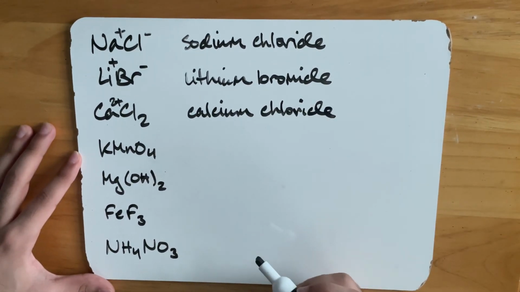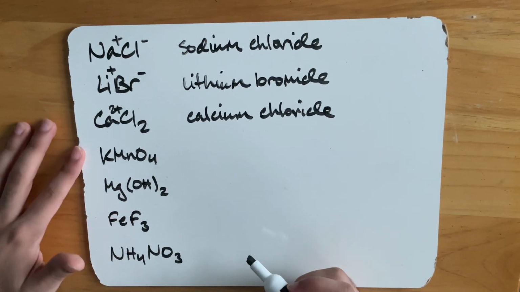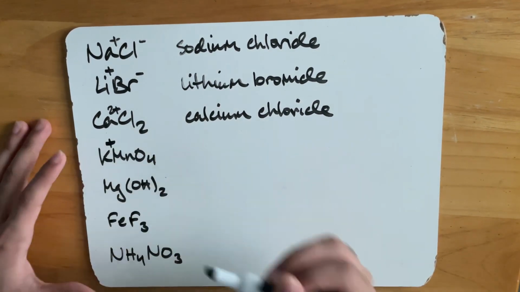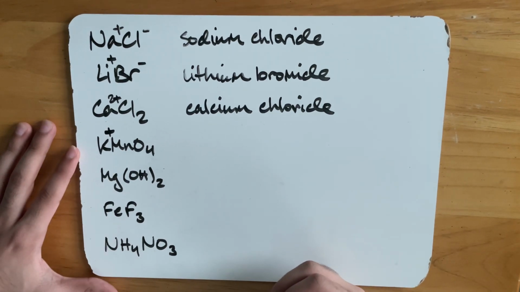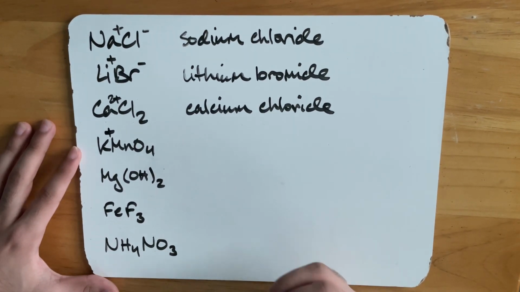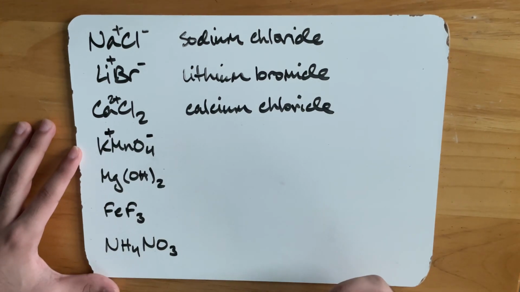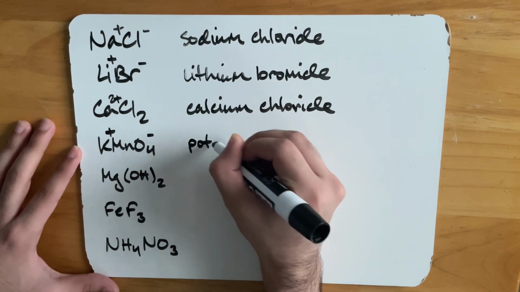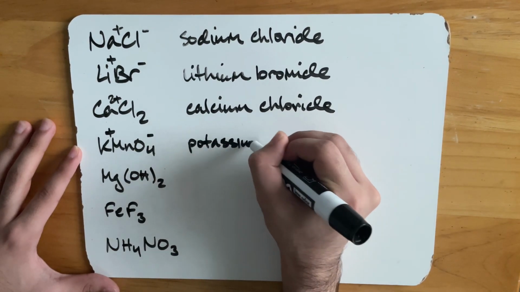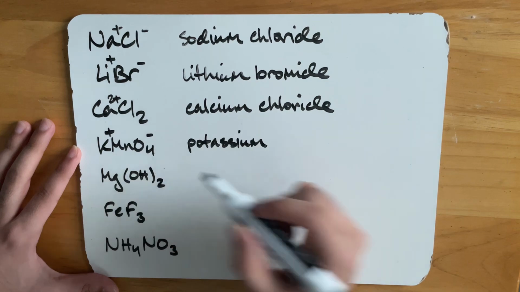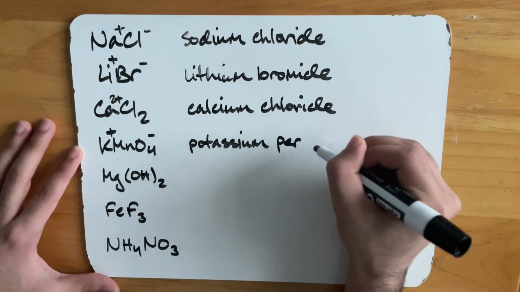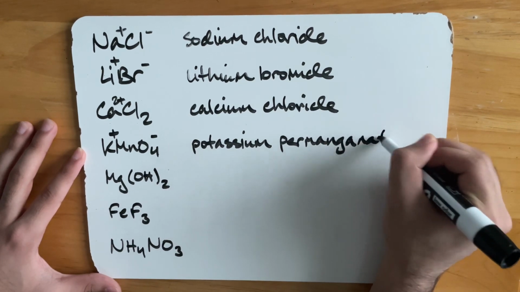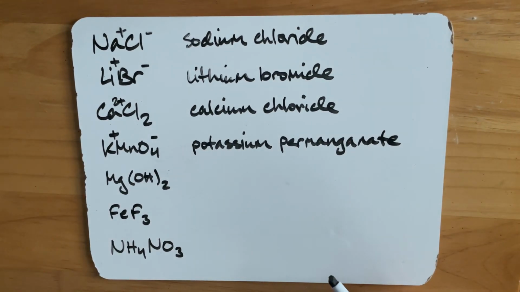Alright, now let's see this one. We know K is a group 1 metal, it's written in front, it's the cation. So it has a +1 charge, and we've seen MnO4 before. MnO4 is a polyatomic ion with a -1 charge. So we just do as normal: cation name, so we write potassium, and then the anion, permanganate. That's a long name, right?